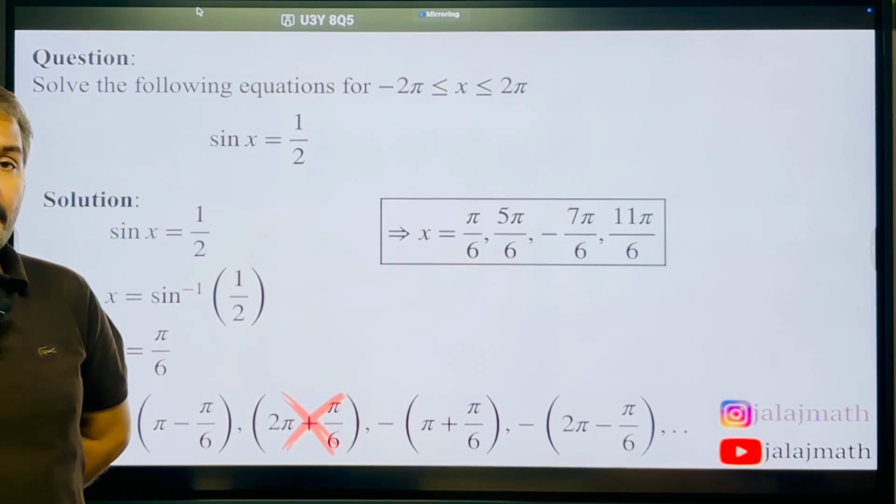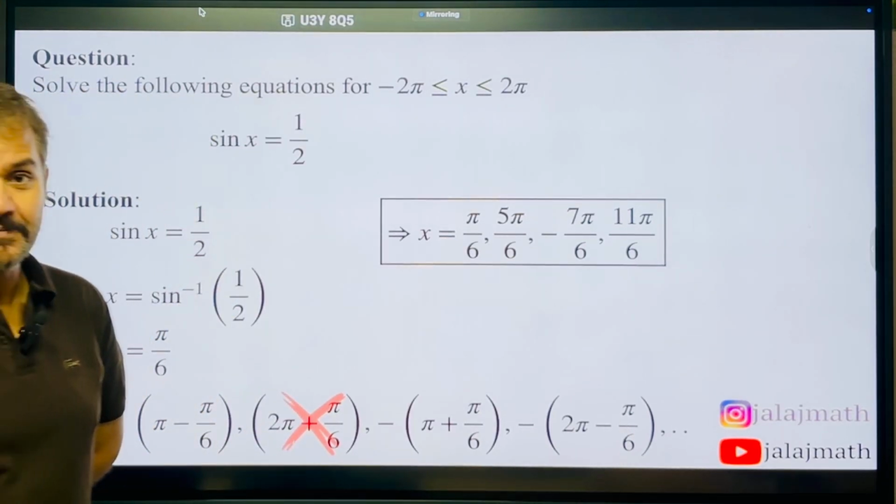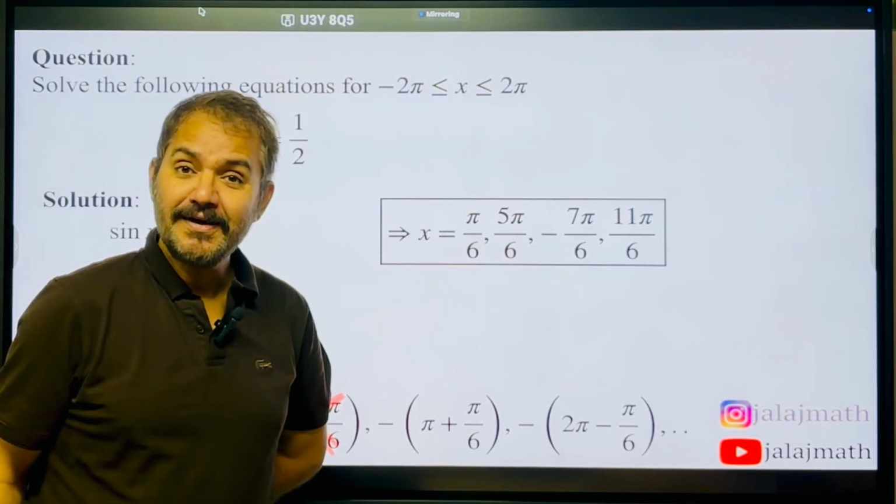So this is how we work with trigonometric equations when you have multiple solutions. You usually have multiple solutions, and this is how we find them. So that's all for today.